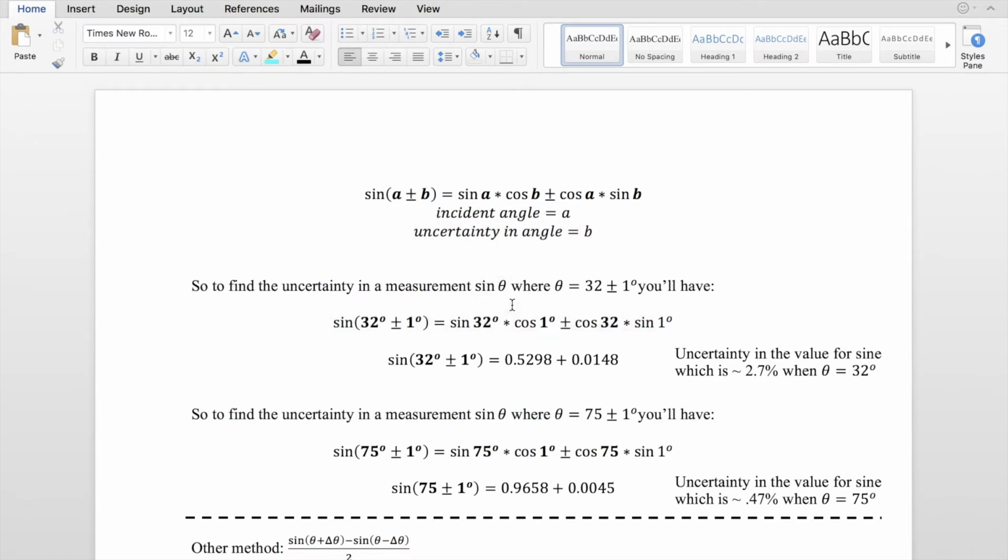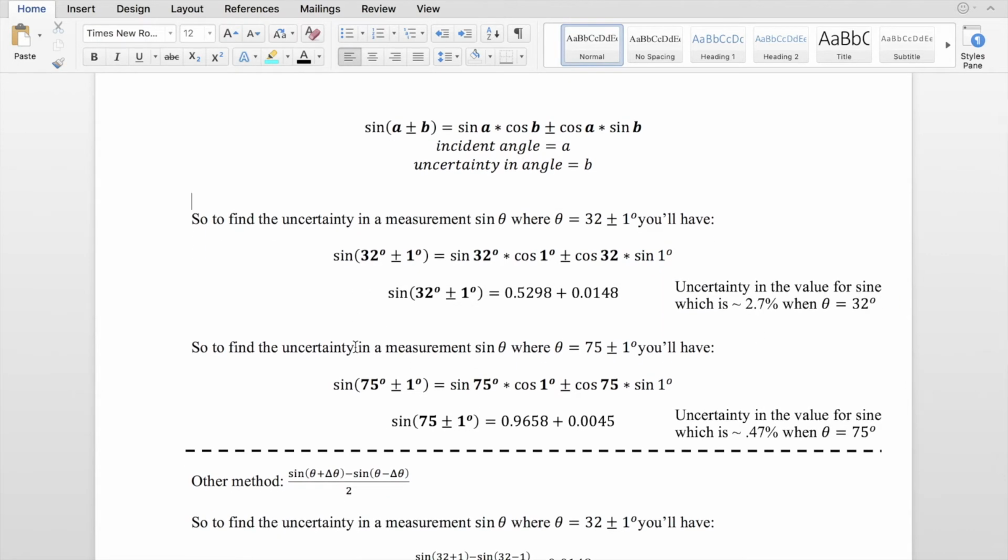So to find the uncertainty in a measurement where sine theta is what we're trying to find, and the angle is like 32 plus or minus 1 degree, A would be 32, B would be 1 degree. You just plug everything in. And so you'd get sine of 32 degrees plus or minus 1 degree would be 0.5298, and the uncertainty would be this number here, 0.0148, which is roughly 2.7% of this number, 0.52. So the uncertainty is about 2.7% when our angle is relatively small, 32 degrees.